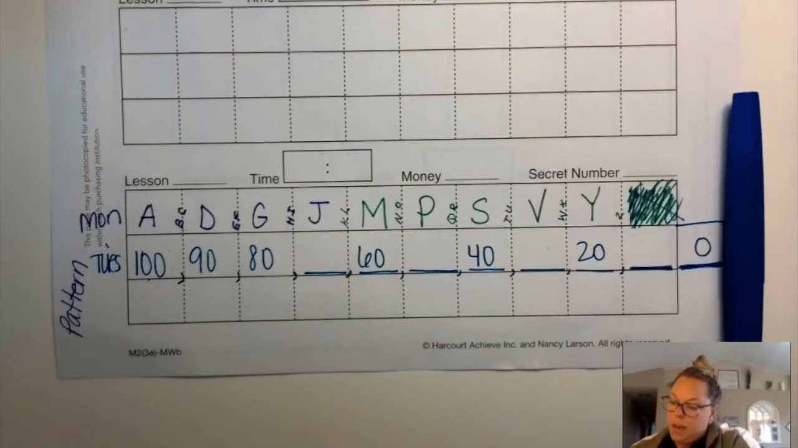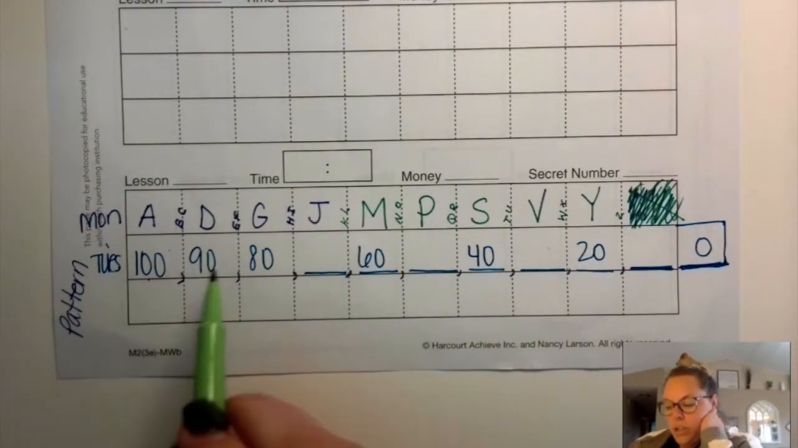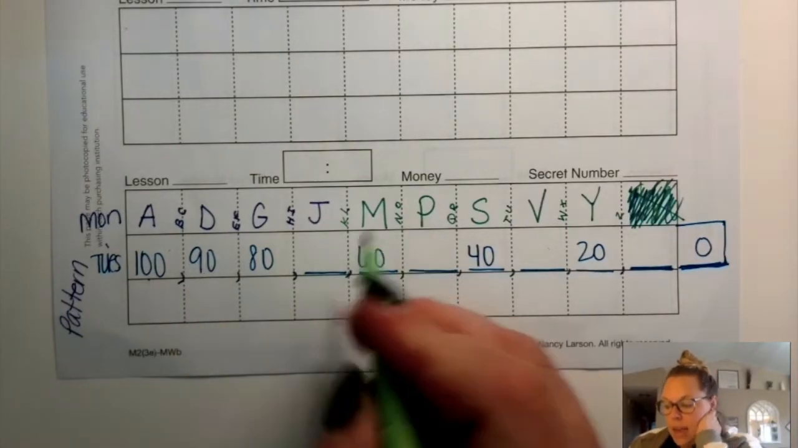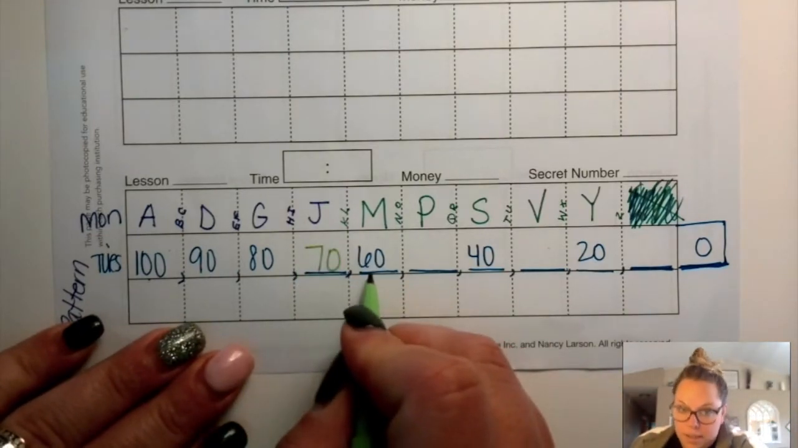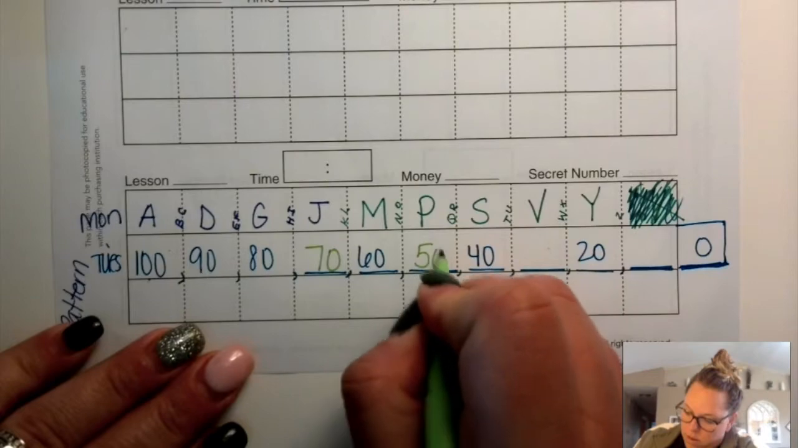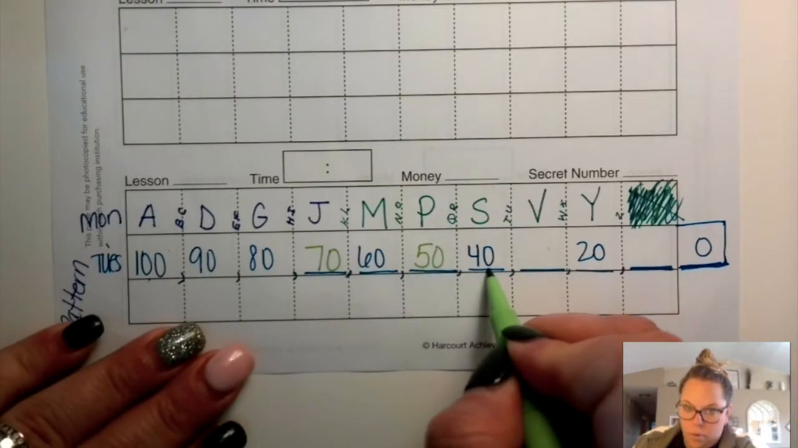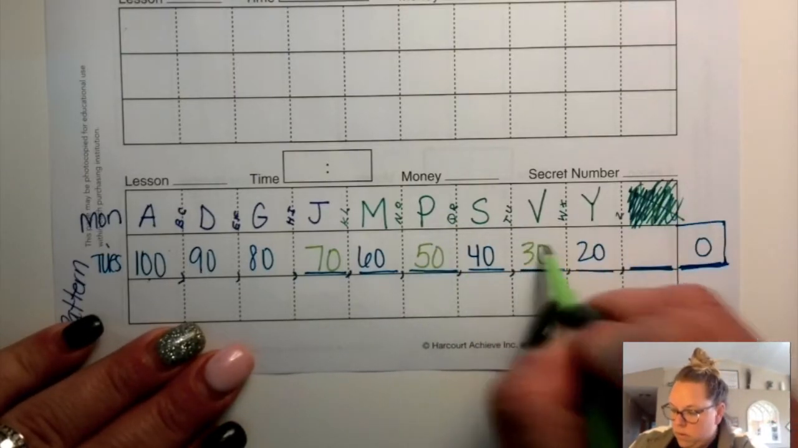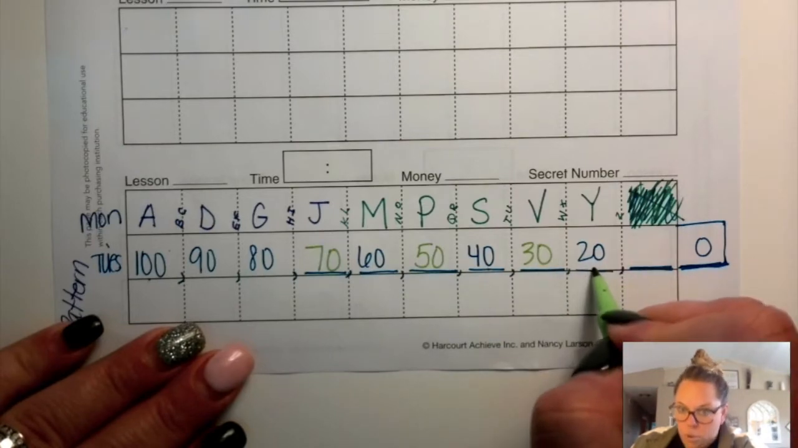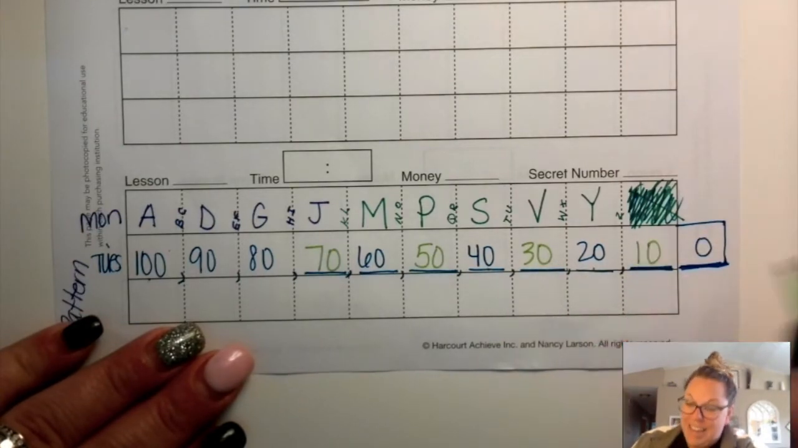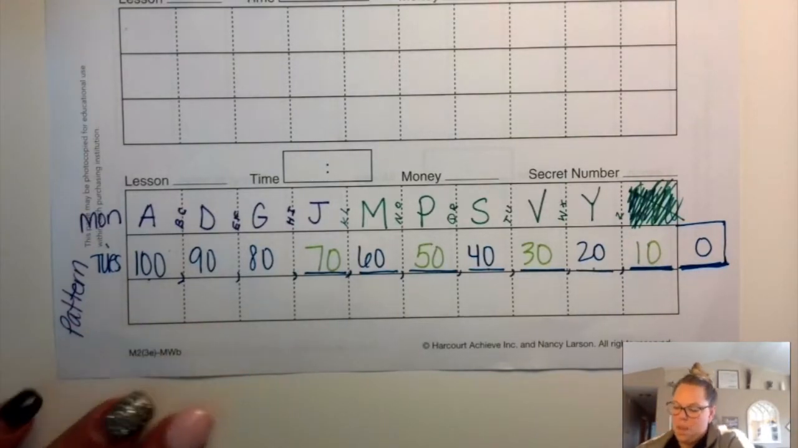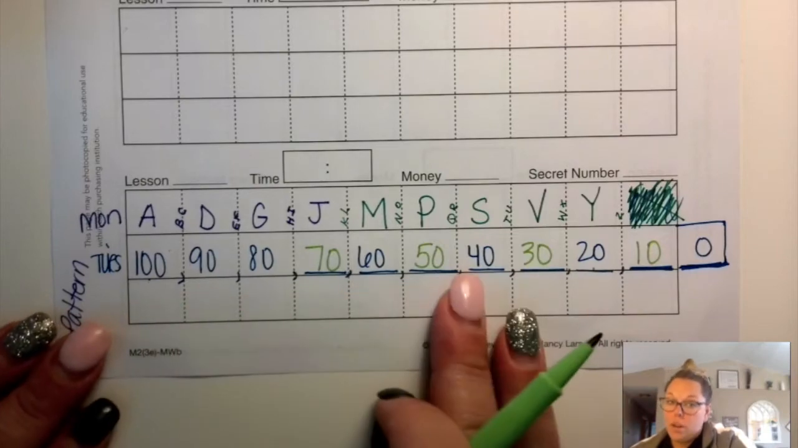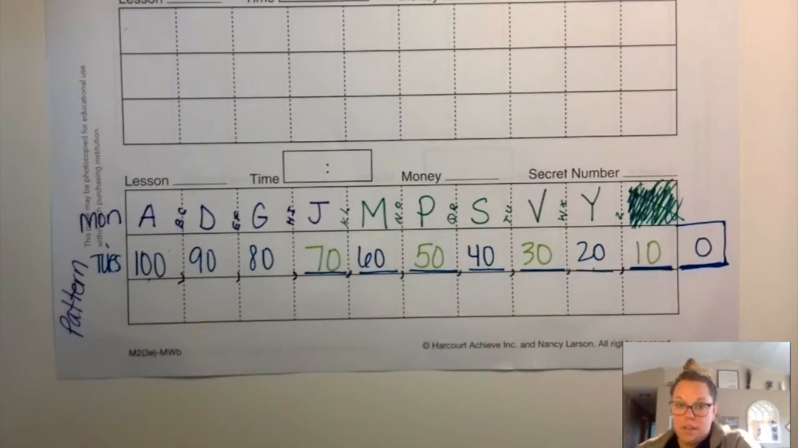So let's go ahead and fill in what's missing. 100, 90, 80, 70, 60, 50, 40, 30, 20, 10, and 0. Okay? It is important that you're doing this. All of this should be filled in with your sheet.